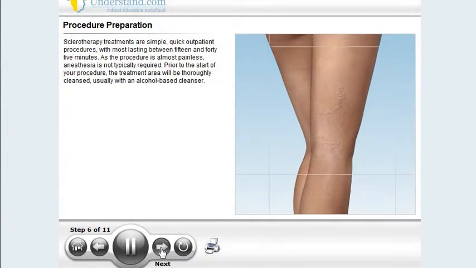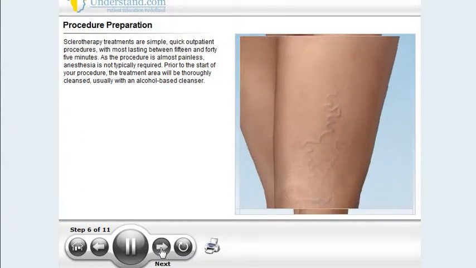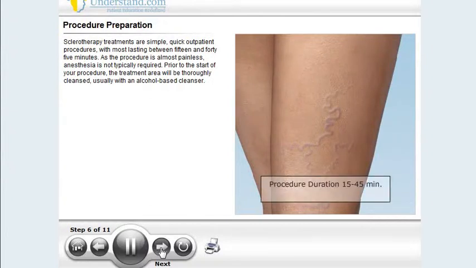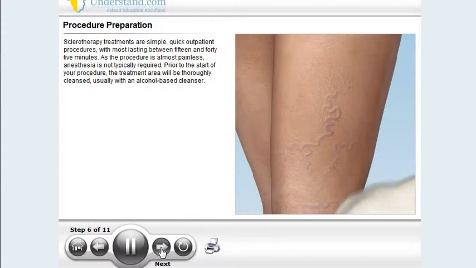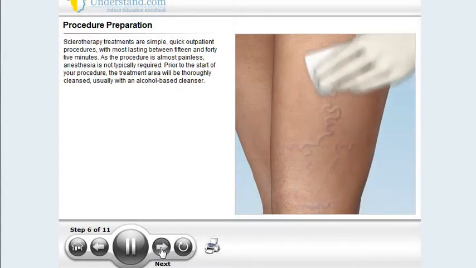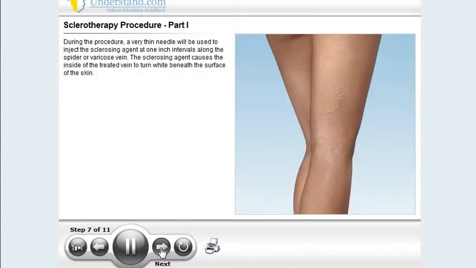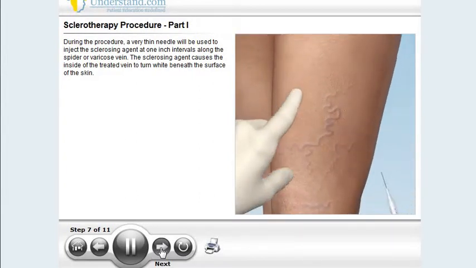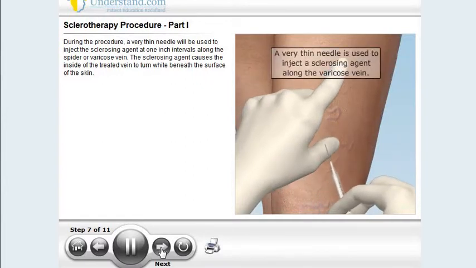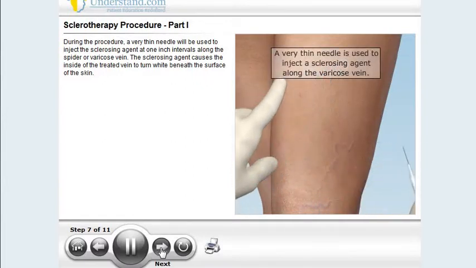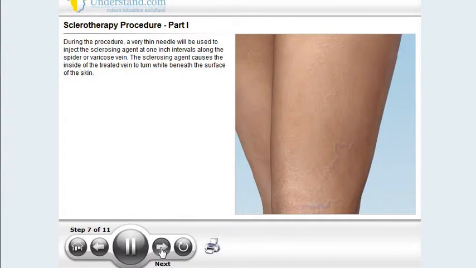Sclerotherapy treatments are simple, quick outpatient procedures, with most lasting between 15 and 45 minutes. As the procedure is almost painless, anesthesia is not typically required. Prior to the start of your procedure, the treatment area will be thoroughly cleansed, usually with an alcohol-based cleanser. During the procedure, a very thin needle will be used to inject the sclerosing agent at 1-inch intervals along the spider or varicose vein. The sclerosing agent causes the inside of the treated vein to turn white beneath the surface of the skin.